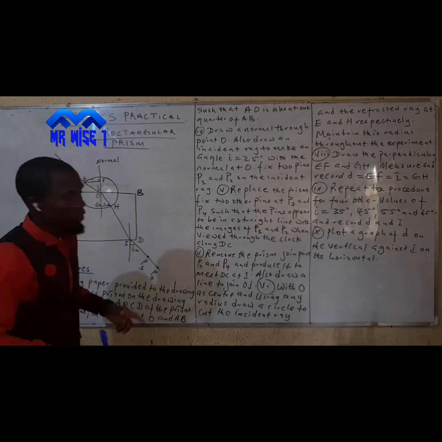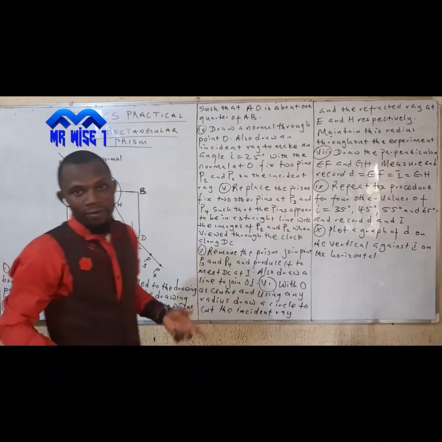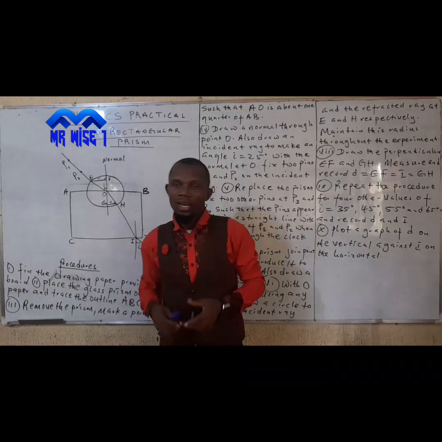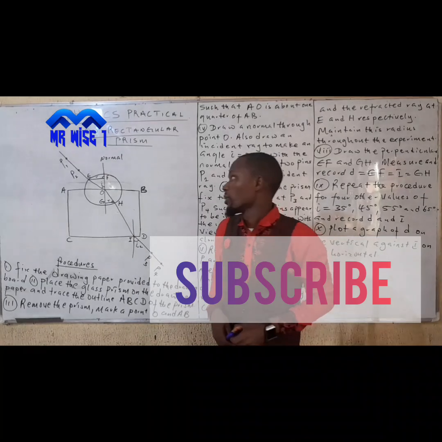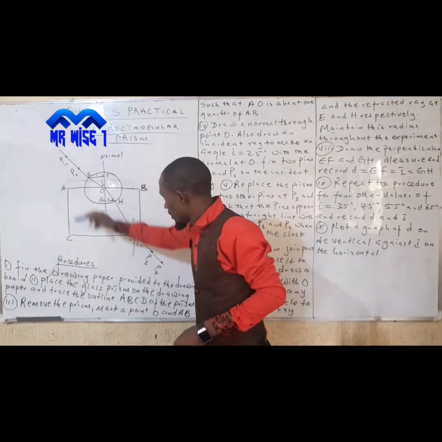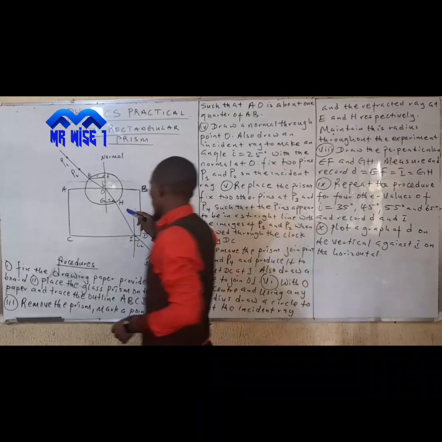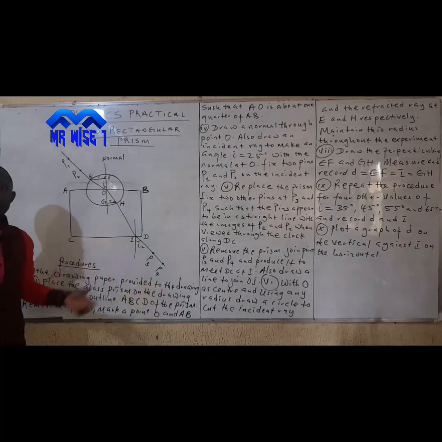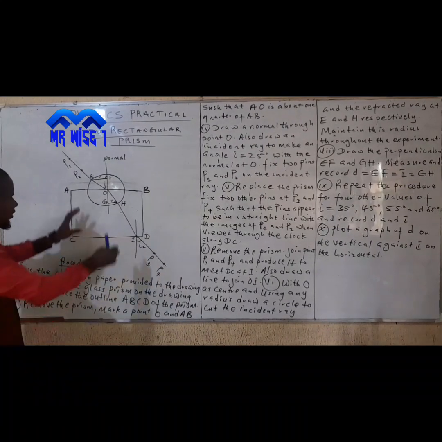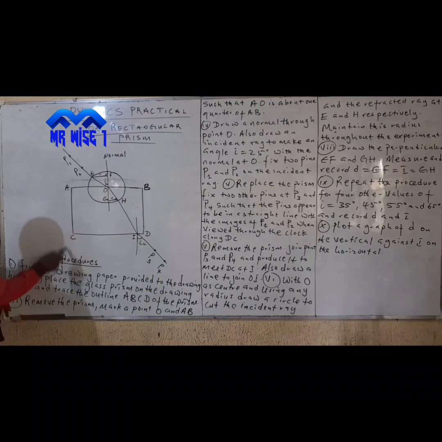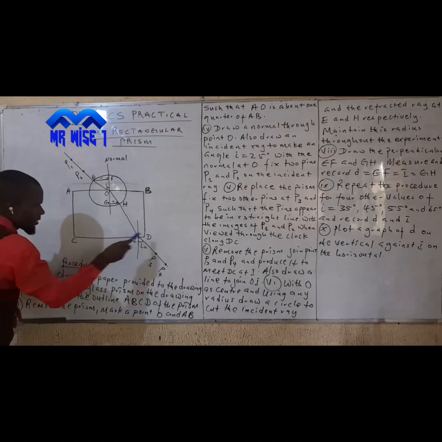Okay, so the practical is strictly on what? Refraction. Refraction on what? Rectangular prism. So I have the setup diagram with me here. With the help of this diagram, I can carry out this experiment. This is the rectangular prism A, B, C, D.